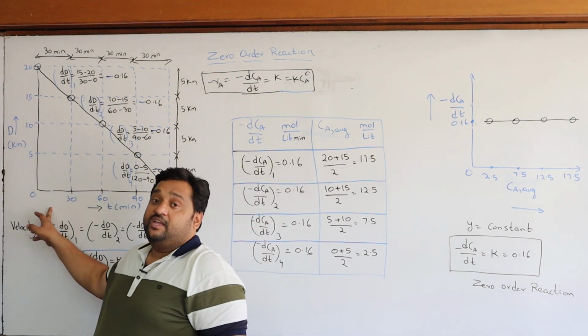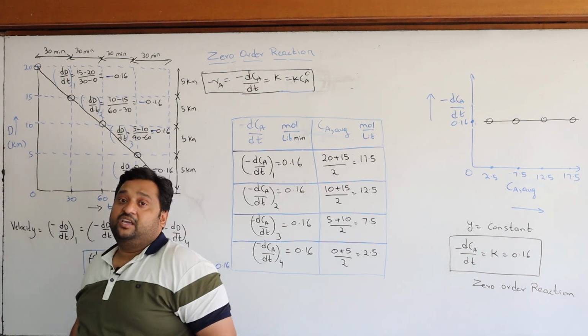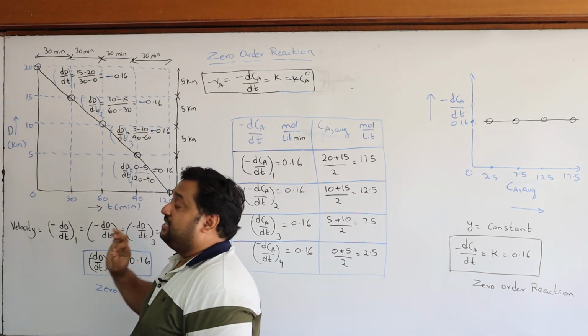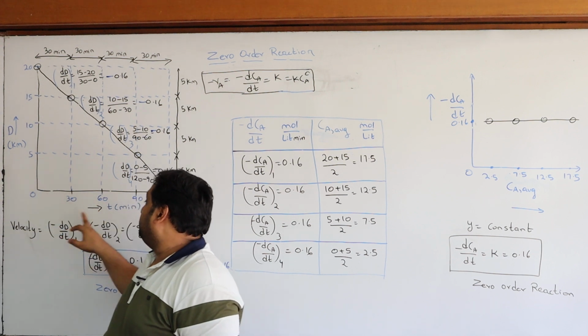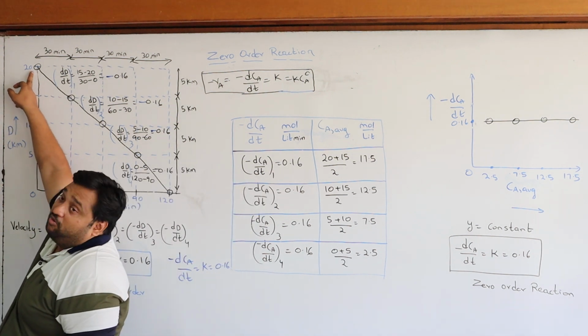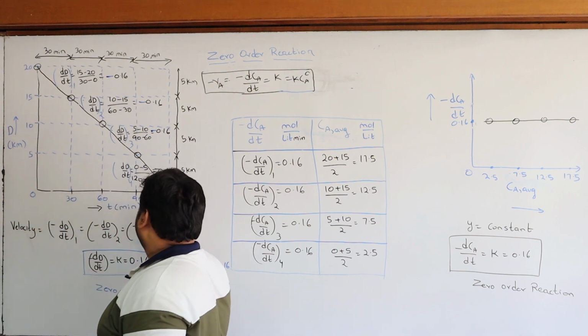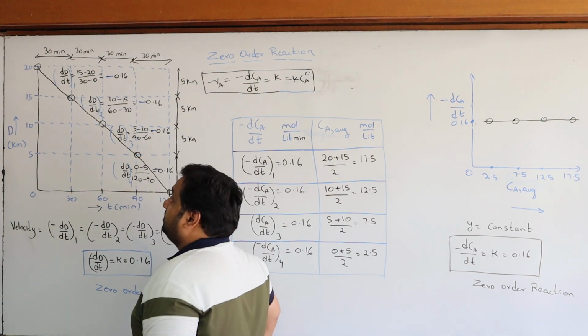I have plotted the marathon analogy. On the y axis it is the distance, on the x axis it is the time. The distance is in kilometers and the time is in minutes. The person should cover from 20 kilometers to 0 kilometers in this much time, 120 minutes.